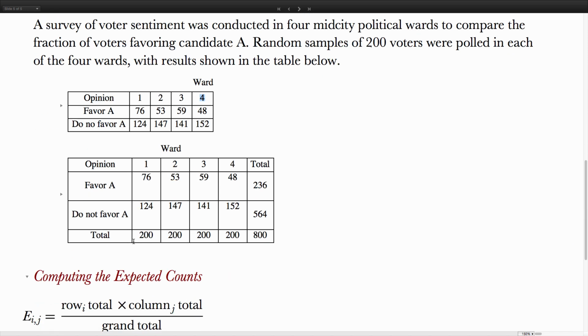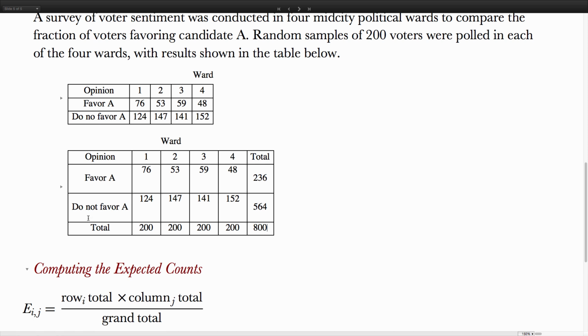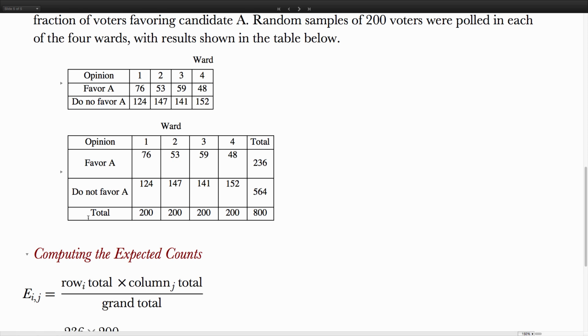What we'd like to do in a test of homogeneity is fix the number of subjects that we sample from each party or each population. So here notice that we've sampled 200 people in each of the 4 wards, and the total is 800 people. All right, so let's take a look at the expected counts.